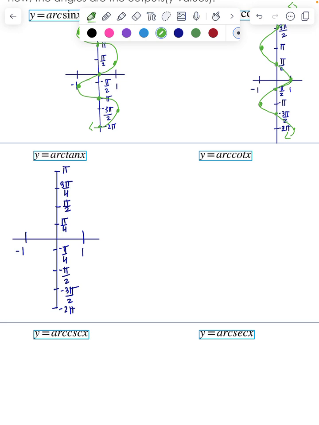Okay, tangent starts at 0, 0. It is your increasing S curve, so it's going to look like that. And then in between those S curves, we have asymptotes, but now they will be going sideways or horizontally.